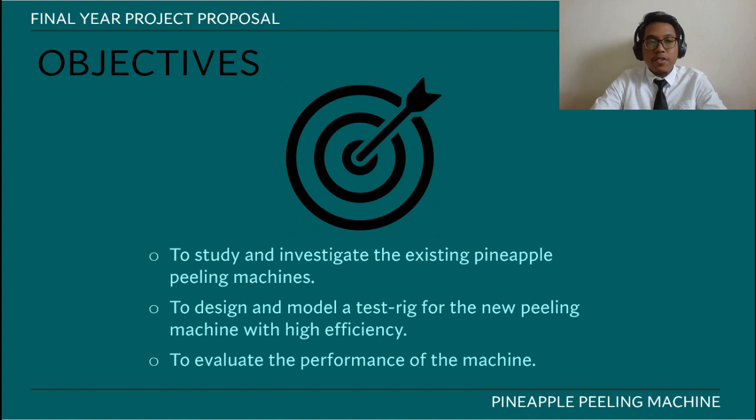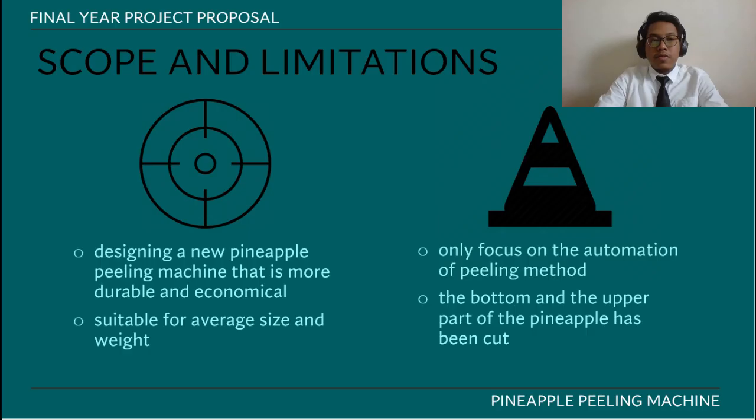The goal of this project is to design a machine capable of performing the peeling process. So, the objectives of this project are: first, to study and investigate the existing pineapple peeling machines; second, to design and model a test rig for a new pineapple machine with high efficiency; and lastly, to evaluate the performance of the machine. Next, I will present about the scope and limitation of this project.